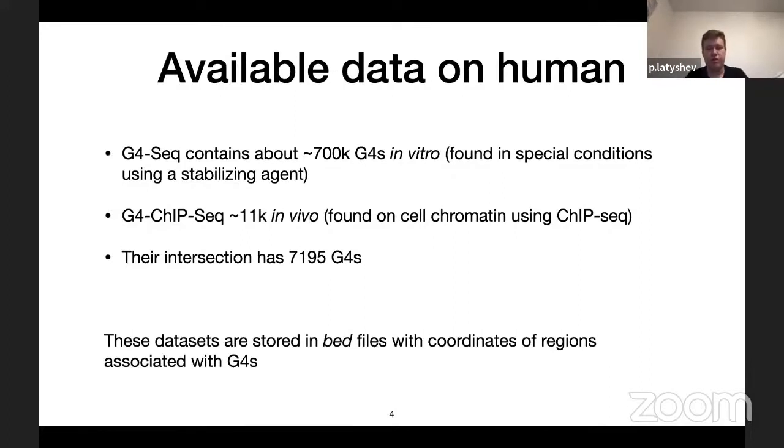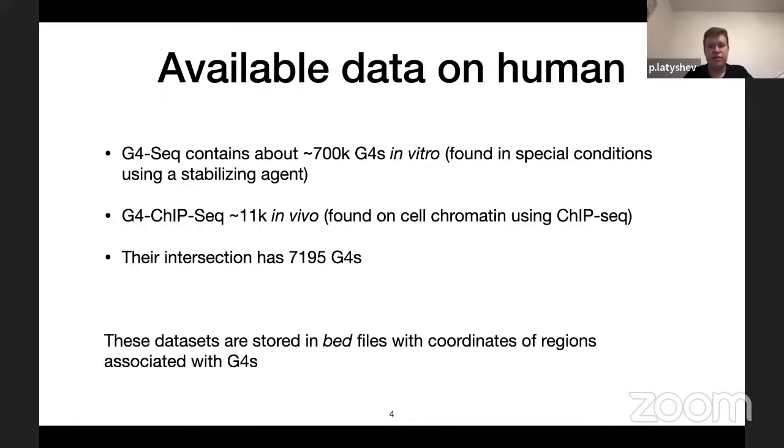We have 2 available datasets on human. The first one is G4-seq dataset. It contains about 700,000 quadruplexes. This is an in vitro dataset. It means it has quadruplexes found in laboratory condition in a test tube with stabilizing agent. So not all of them actually can be found in real cells. A huge part of it is formed only in these conditions.